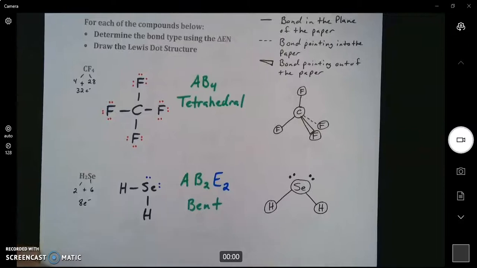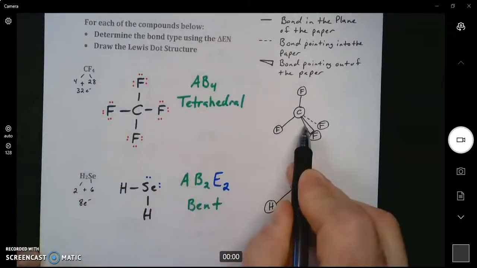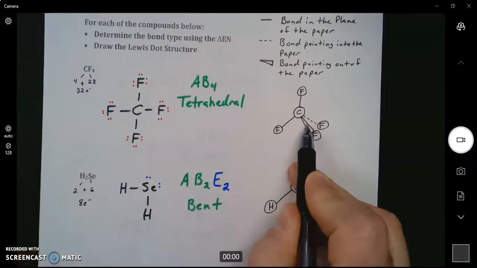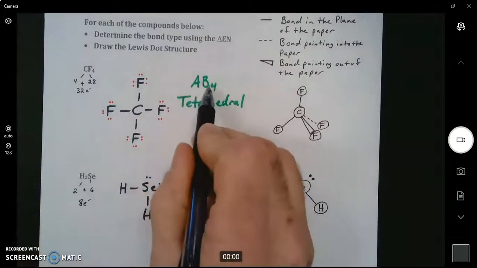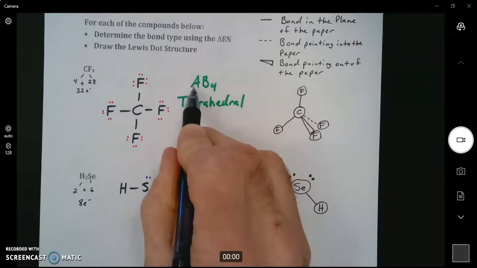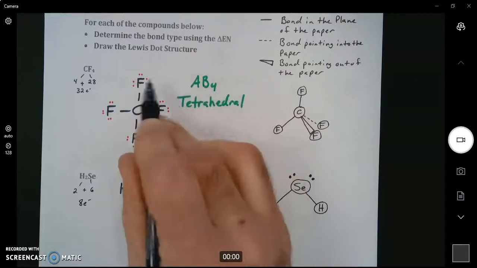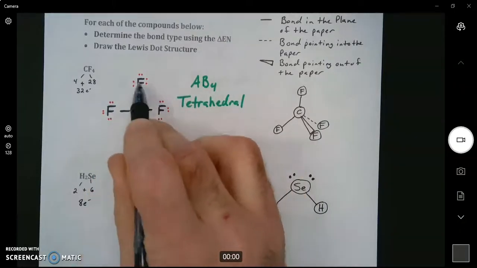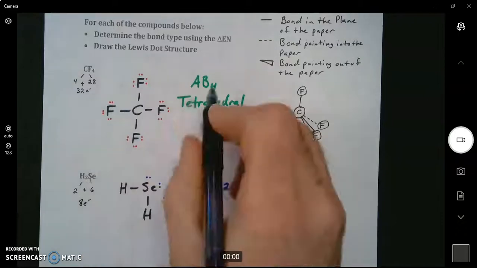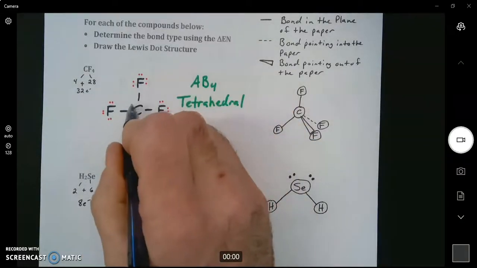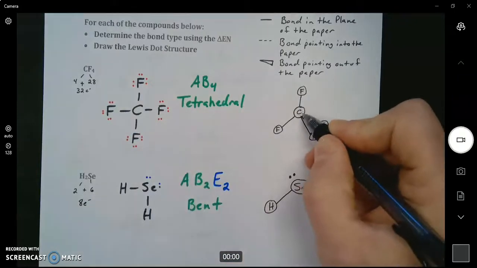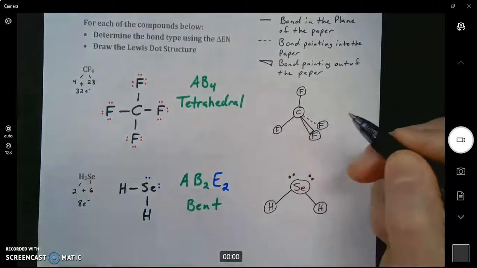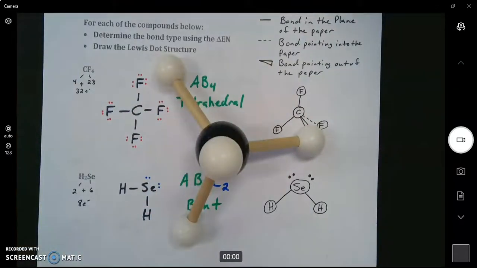When we go from the Lewis dot structure to the VSEPR drawing, we need to figure out what shape we're going to have. And we use the ABE formula for that. Remember, A is the central atom, B is the number of atoms bonded. 4 atoms are bonded in this case, AB4, and there's no lone pairs on the carbon. So that gives us this shape called the tetrahedral.